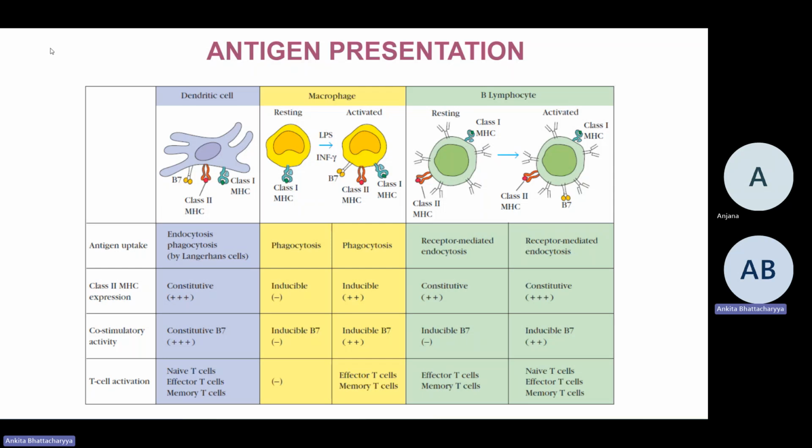Finally, T cell activation can be performed by resting state B cells only for effector T cells and memory T cells, whereas activated B cells are able to do so for all three types. So while activated B cells are almost as good as dendritic cells with respect to their antigen presenting capability, they still do not have a constitutive expression of B7, thereby making dendritic cells the most potent antigen presenting cells. So this is how the comparison basically ends.